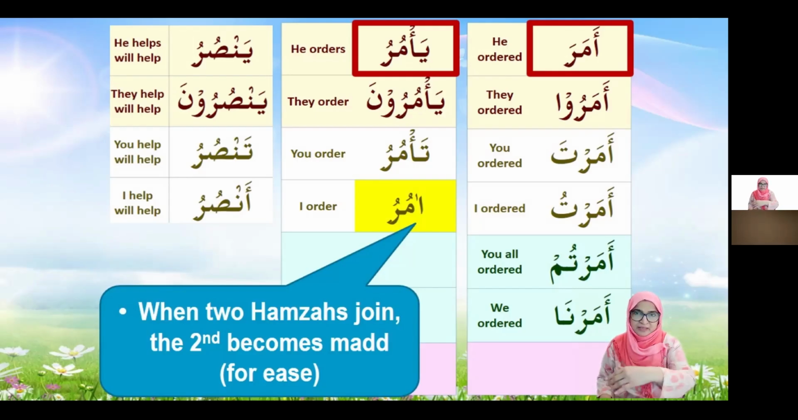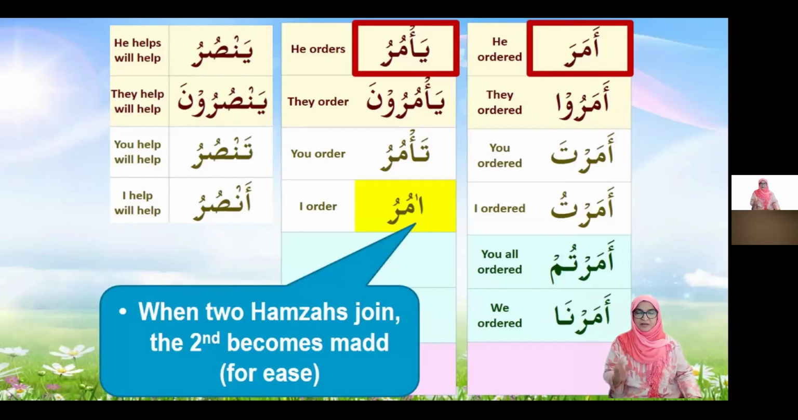Now on the same lines, we will use Ya'muru. Yansuru becomes Ya'muru. Same, easy. Yansuruna, Ya'muruna. Then Tansuru, Ta'muru. Same, easy. Till here it's the same. Here there is a little bit of adjustment. Ansuru, I help. And when I order comes, what do you think it should be? Normally, it should be A'muru.